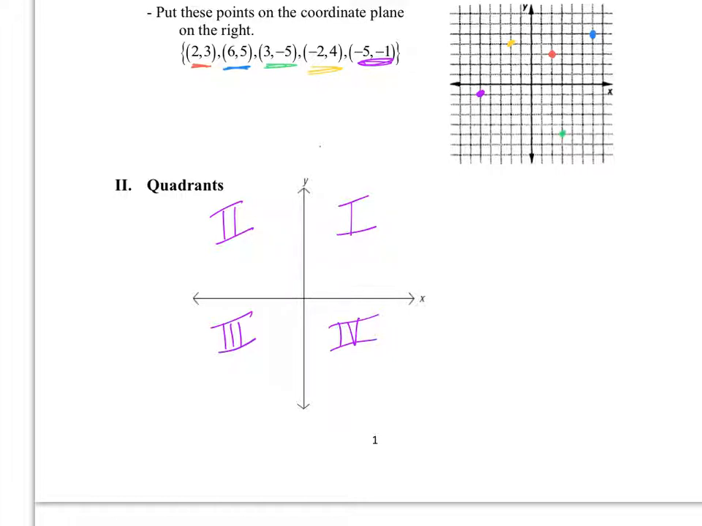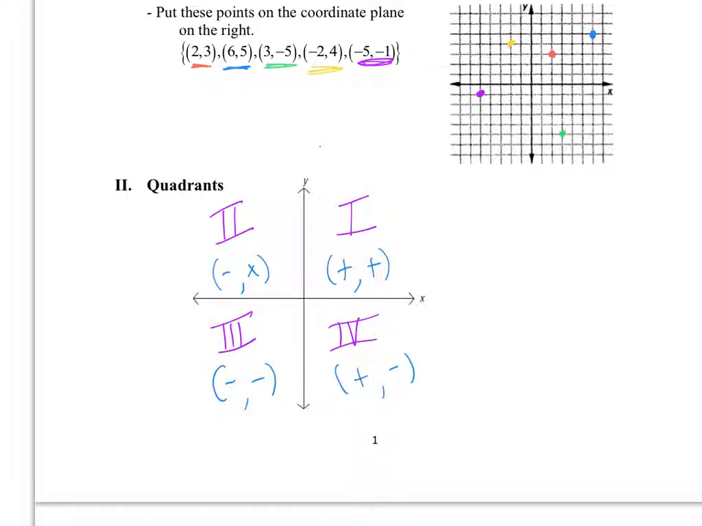If you're in quadrant 1, is your x value going to be positive or negative? Positive. What about your y values? Positive. So if you have 2 positive numbers, you know you're going to end up in quadrant 1. What about quadrant 2? Negative, positive. We have a negative number and then a positive number. Quadrant 3? Negative, negative. Good catch. And quadrant 4. Positive, negative.